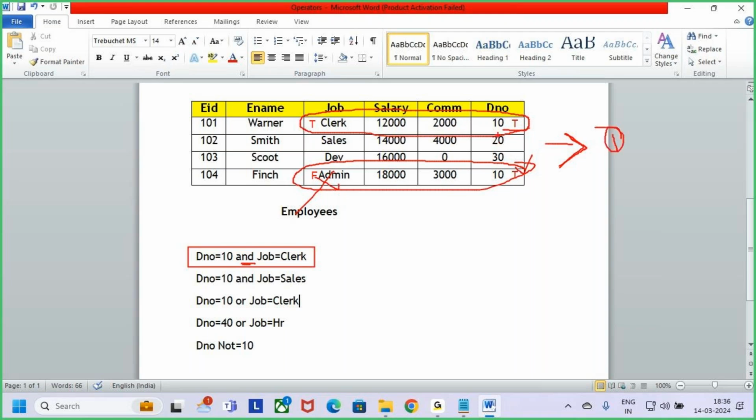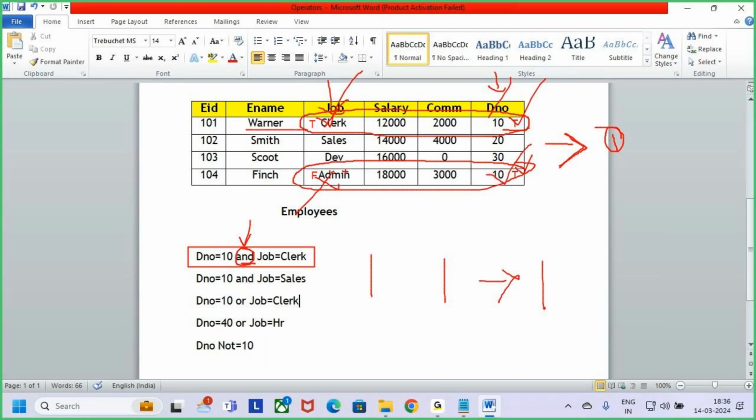So as I said, this is my first condition. This is my second condition. In the AND operator, between these two conditions, what's the operator I'm using? And in the AND, if both the conditions are true, then only the output is true. So here the first condition is true. Second condition is also true. So we'll get this row in the output.